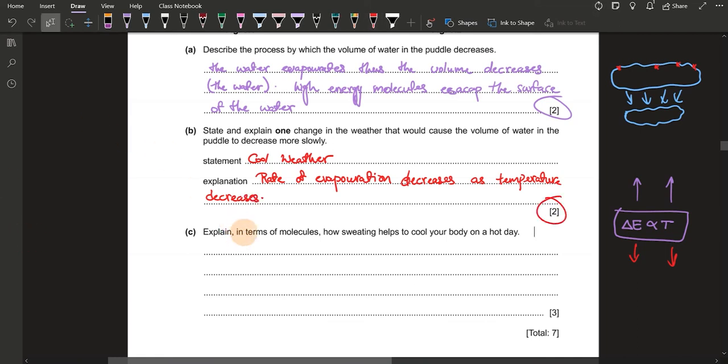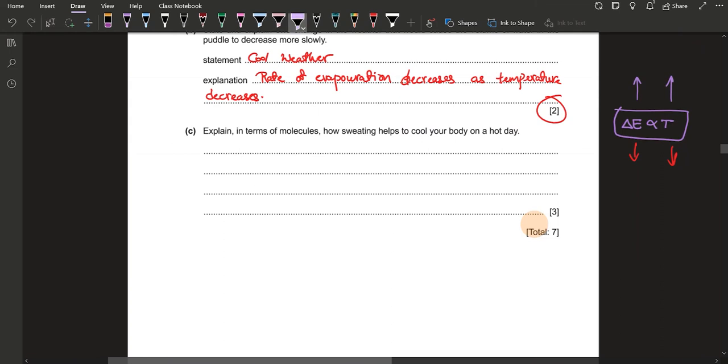So part C says explain in terms of molecules how sweating helps you to cool your body on a hot day. So we have our tissue here, right? Let's say this is our tissue or skin, you can say skin, and we have high energy molecules on this, because we are hot, we are doing a workout or anything. And when you sweat, you have a drop of water here on your skin. This energy molecule will get absorbed by the water, right?